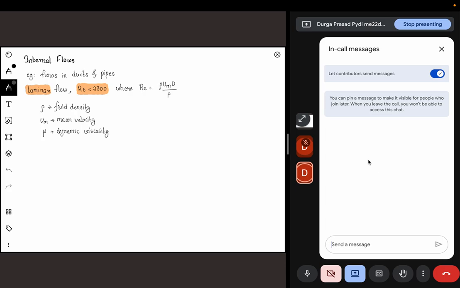But here we discuss something called internal flows, where you have wall boundedness on all sides. An example is a flow in a duct or in a pipe, where you have something like this, and then some flow is happening inside. These are internal flows, so both of these are walls. These are the kinds of flows that we will be discussing this week.